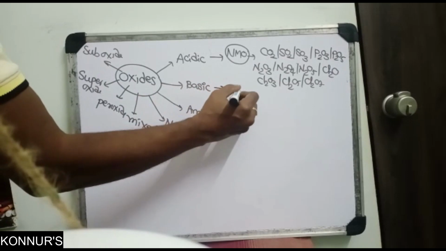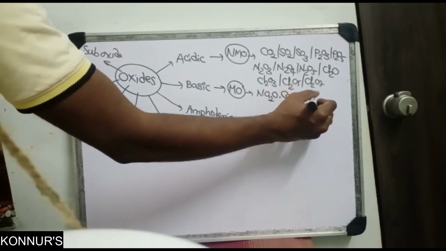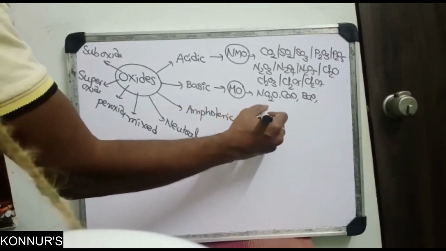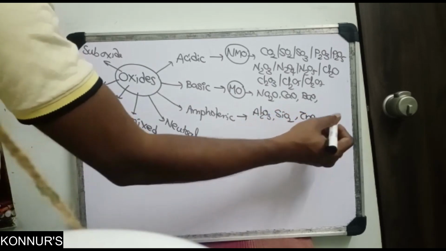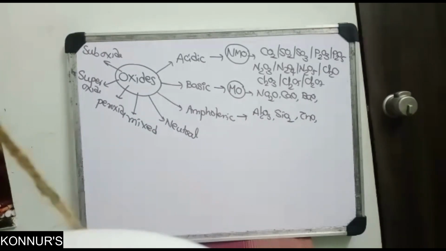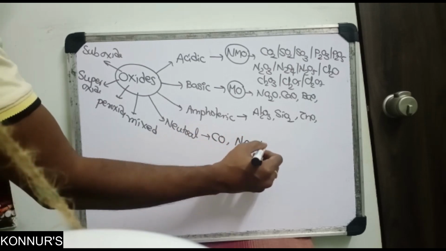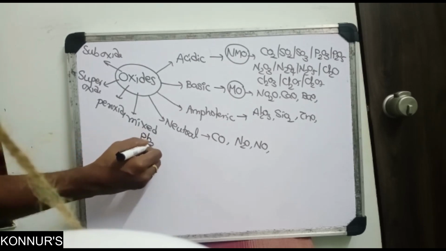Basic oxides. What do basic oxides mean? Metal oxides. So Na2O, CaO, BaO. All of these, first group and second group elements, are famous basic oxides. Amphoteric means both acidic and basic. So Al2O3, SiO2 also a little bit, and next zinc oxide. Neutral means carbon monoxide, N2O, NO. All of those are neutral, so they are not reactive with acid and base. Amphoteric means both react. Next, mixed oxides: you are getting Pb3O4.